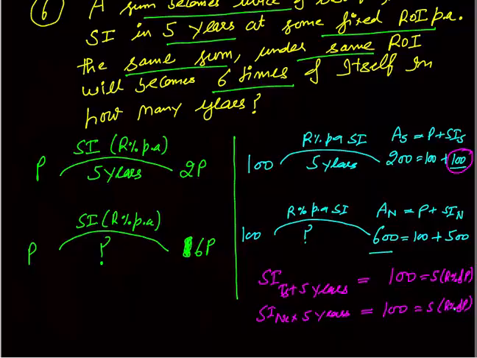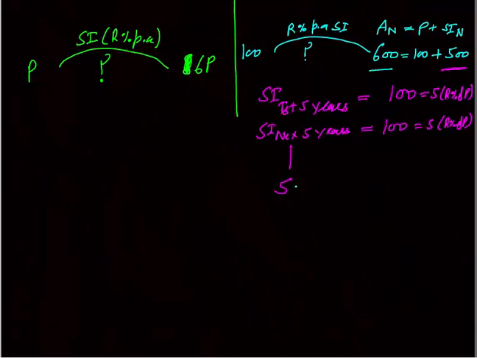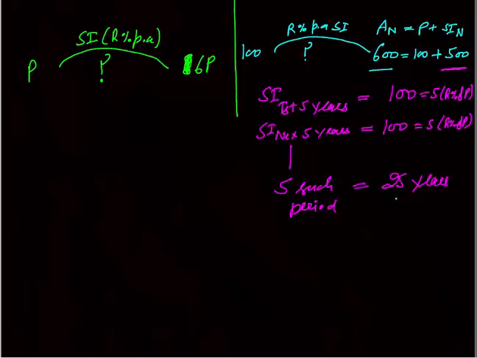So how many sets of 5 years do we need in order to make the simple interest 500? We need 5 such periods of 5 years. So we need 25 years, because for every set of 5 years your simple interest is 100. So 5 year, 5 year, 5 year, 5 year, 5 year, 5 times we will get 500 rupees as simple interest. So in a simple way, your 100 will become 600 in 25 years. So the answer is 25 years.